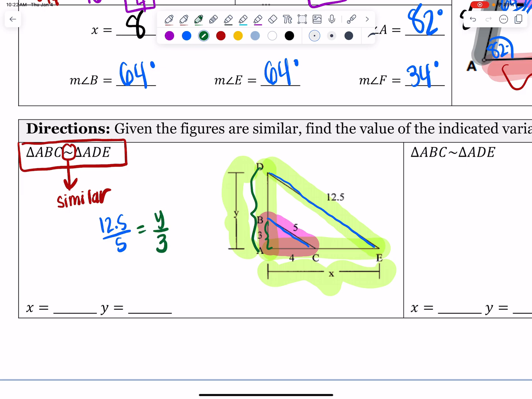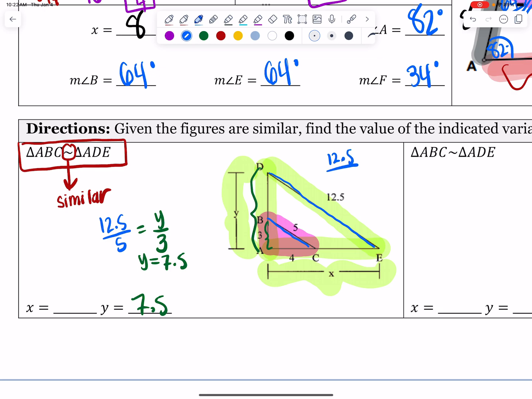And now I just get to cross multiply. So when I do that, 12.5 times 3 is 37.5, divided by 5 gives me 7.5. So y equals 7.5. So I was able to find that green piece by doing blue over blue equals big green over big green. So let's do that again, blue over blue.